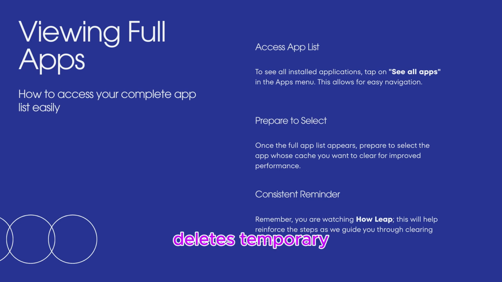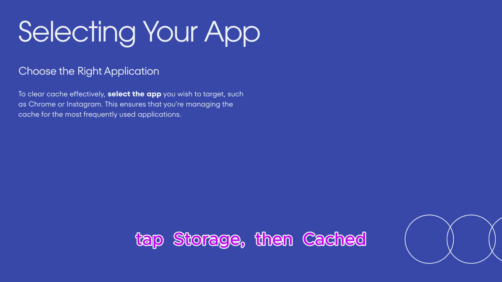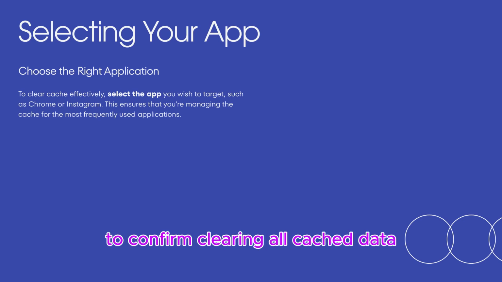This deletes temporary files without harming your personal data. To clear all app caches at once, go to Settings, tap Storage, then Cache Data. Tap OK to confirm clearing all cached data.